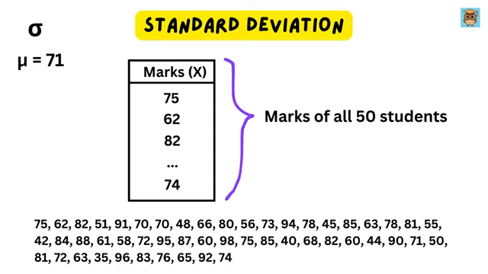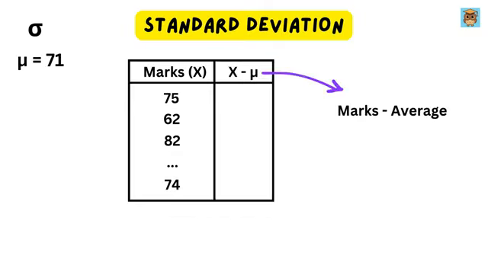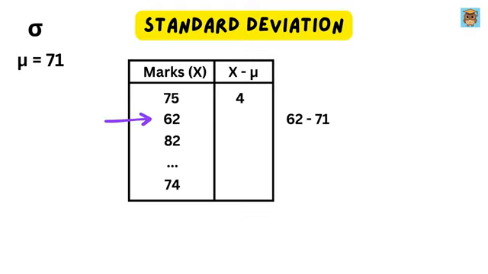First, list all the marks of the students in a table. For the next step, we will subtract the mean score of the class from the score of each student in the class. This tells us how far each score is from the average. So, for student number 1, this will be 75 minus 71, or 4. Then for student number 2, this will be 62 minus 71, or minus 9. Then for student number 3, it will be 82 minus 71, or 11, and so on. For the last student, it will be 74 minus 71, or 3.